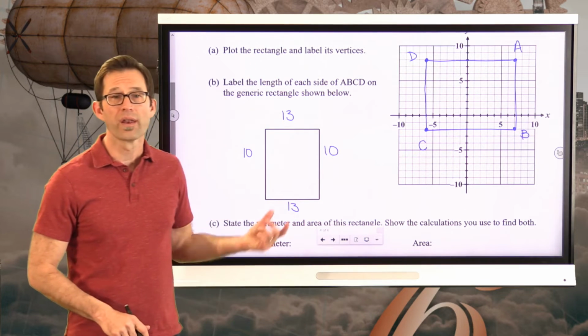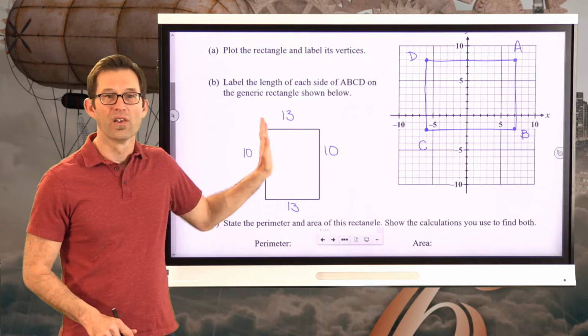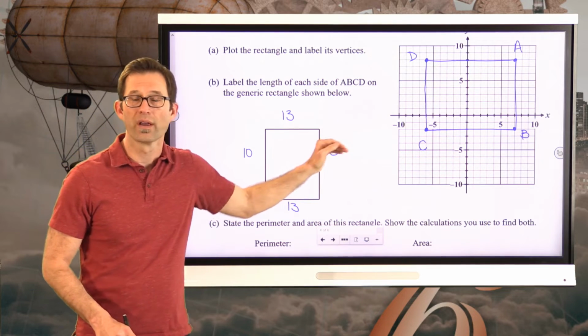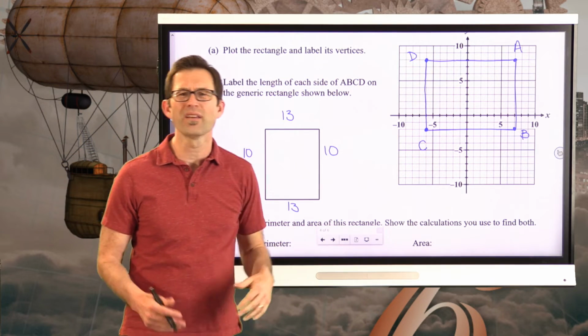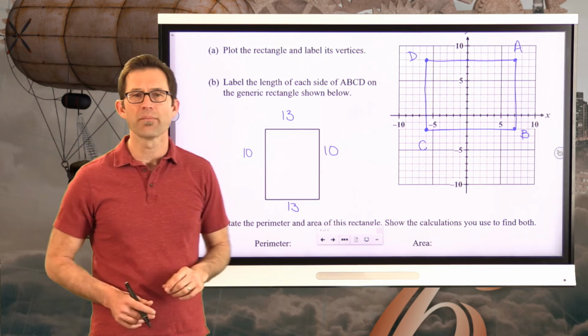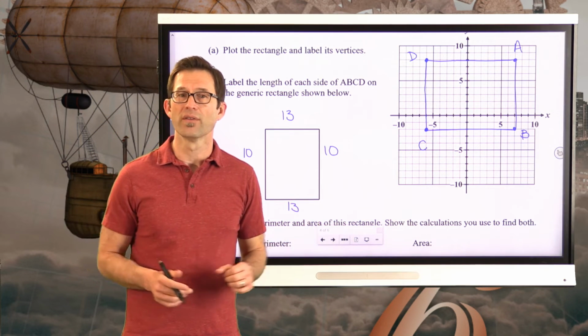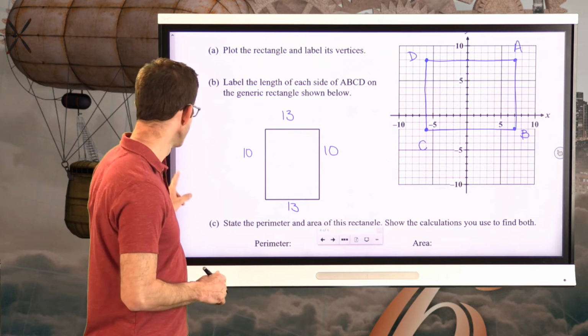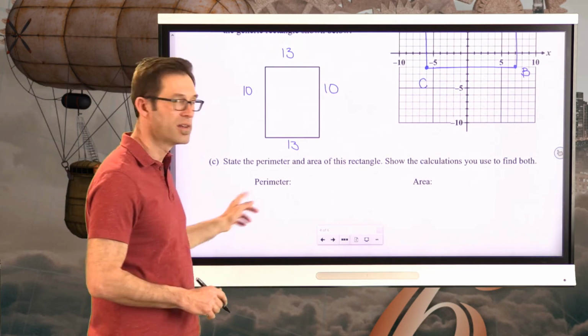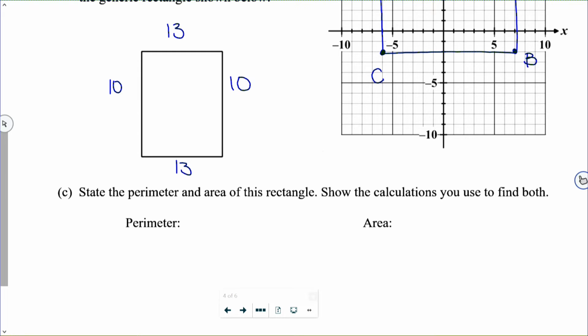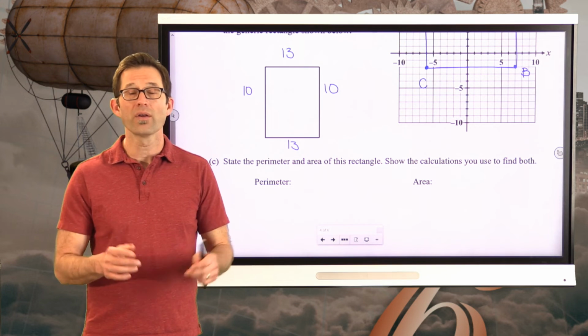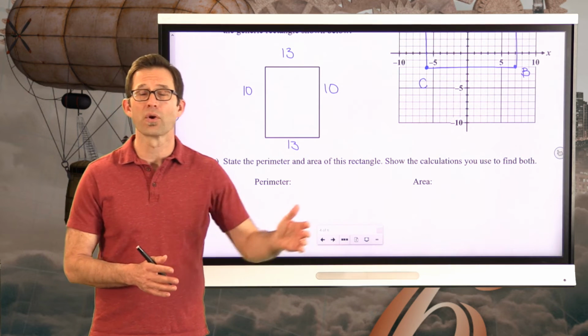All right, now granted, this rectangle has a longer dimension here and a shorter one here, which isn't the case over here, but it doesn't really matter. We just want that picture so that we can very quickly look at those dimensions and calculate the relevant things that they ask us for. In fact, letter C, state the perimeter and area of this rectangle, show the calculations you use to find both. All right, well, why don't you pause the video now and figure out the perimeter and the area.